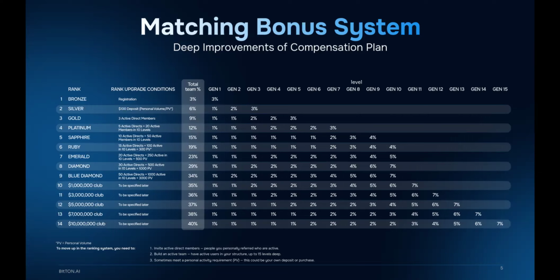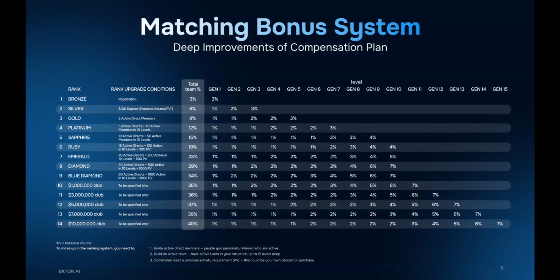You can read the ranks below by yourself, but guys, just let me tell you, imagine that you achieved diamond rank. 29% from the income of all your structure. Imagine that your team generates $100,000. 29% from this amount is your profit. This is huge money, huge money. So this bonus is made for all leaders, for all top leaders, and this is very important.